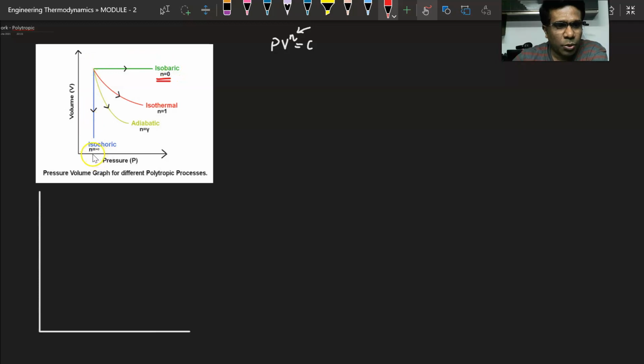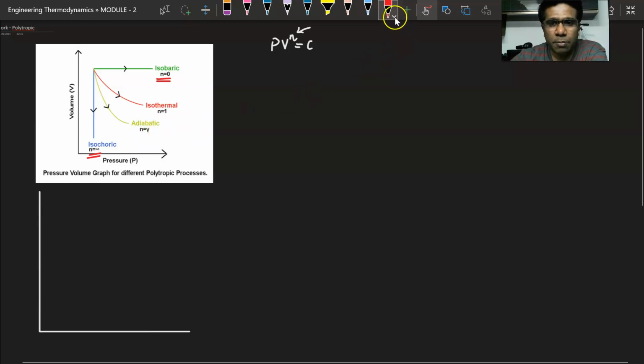Again, when the value of n becomes infinity, then the volume will remain constant. That is, it becomes an isochoric process. And when the value of n is equal to 1, then PV is a constant and it becomes an isothermal process. And when n becomes gamma, as we mentioned in the last video, it becomes the adiabatic process.